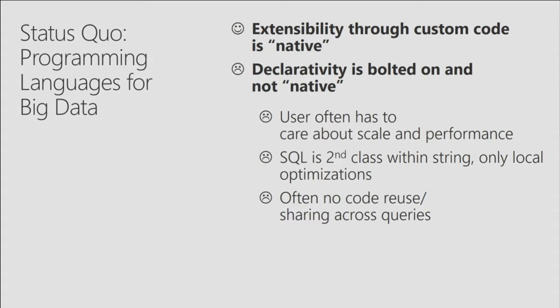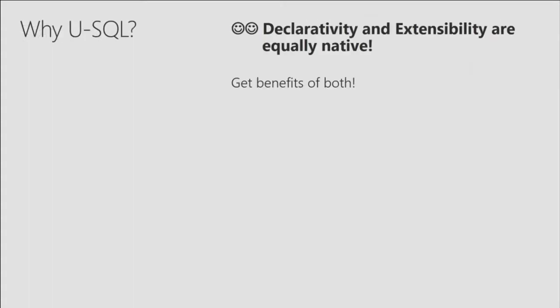Even in Spark, you have Spark SQL, but you have these islands within procedural code. So you don't have a global view of how to optimize, etc. So we think that U-SQL as a framework gives you both the declarativity and extensibility equally native, so you get the benefits of both without necessarily the drawbacks.